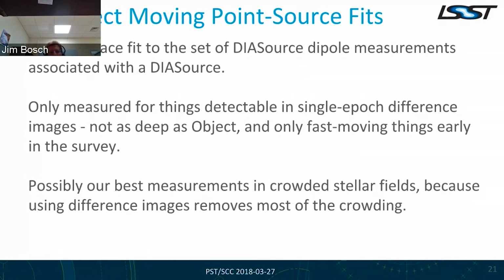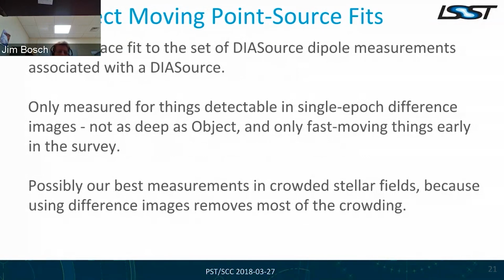This is only measured for things that are detectable in single epoch difference images, so it doesn't go as deep as object. And at least early in the survey, where we don't have a long baseline, we're not going to see any difference for objects that are moving slowly, because they just won't appear in the difference images.